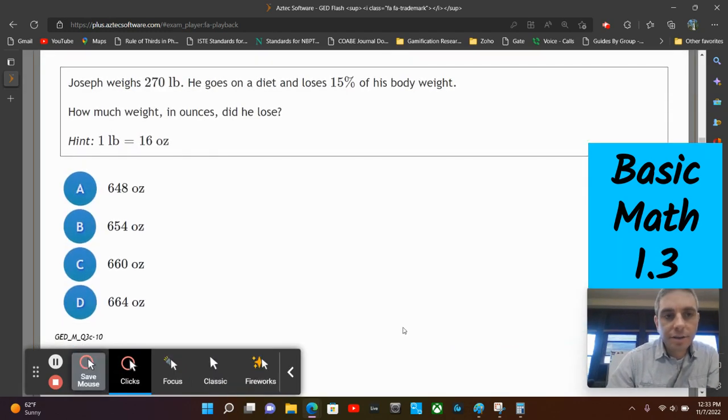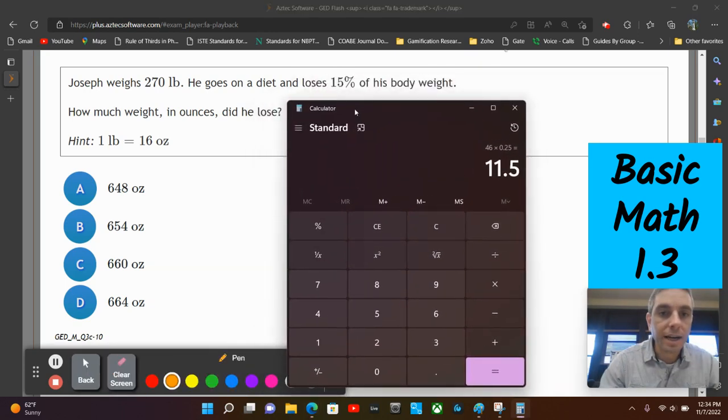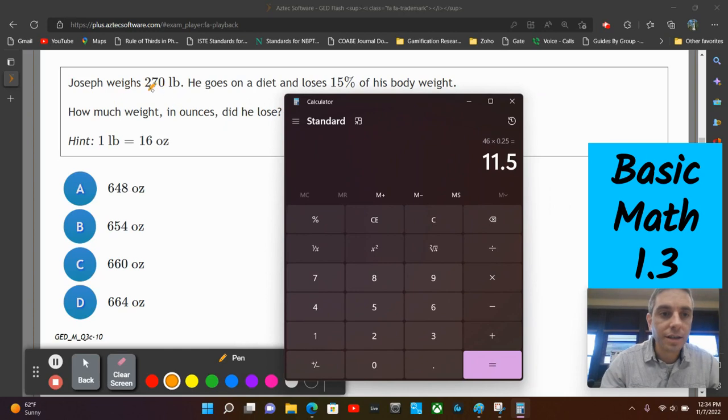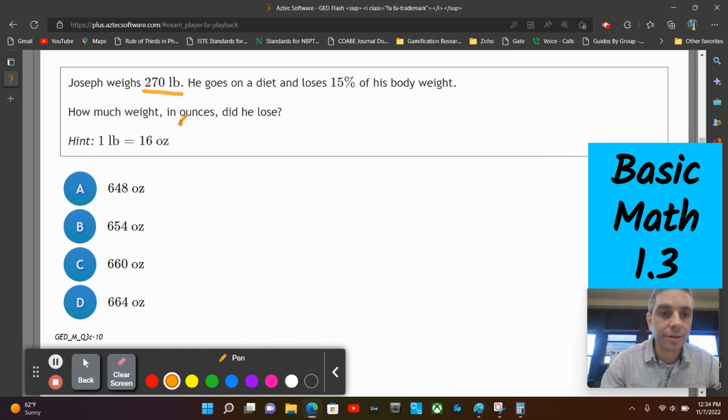Joseph weighs 270 pounds. He goes on a diet and loses 15% of his body weight. How much weight in ounces did he lose? What I'm going to choose to do is change this pounds number into ounces using this scale factor right here. And then from that, I'm going to have this total ounces. I'm going to figure out 15% of that.